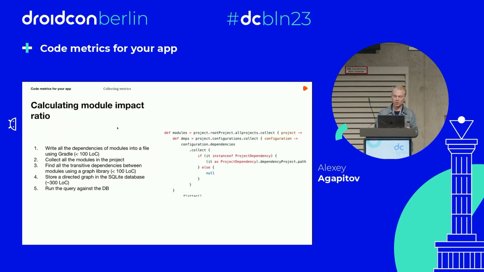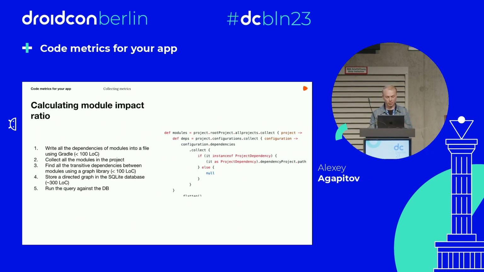So I just wanted to mention that, for example, dumping the dependency graph of Gradle was, for me, under 100 lines of code in Groovy. So write it into a file, then later process it somewhere. Same with the collector and all the modules in the project. Then, for analyzing the graph, you can take one of the graph libraries, and because you're using a library, it would also be less than 100 lines of code to find the transitive dependencies, to find maybe cycles in your graph, and that's it.